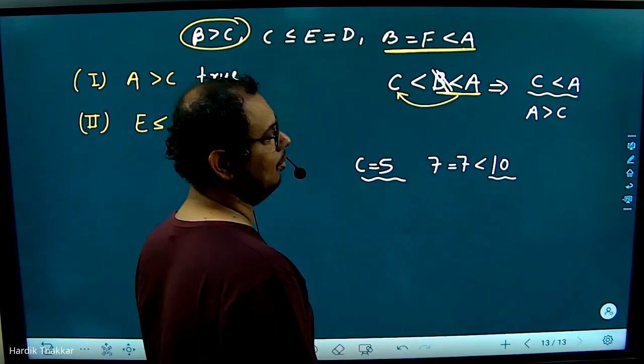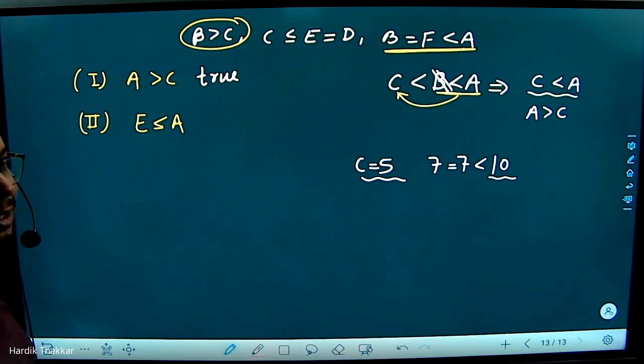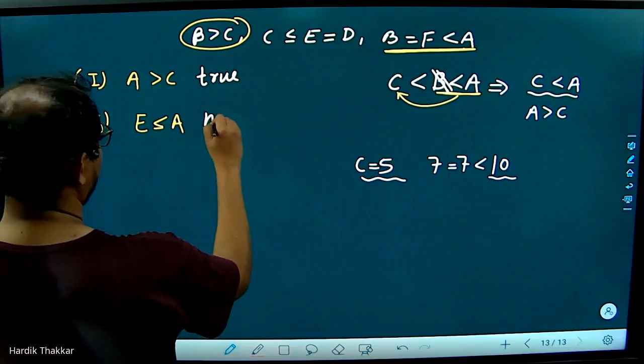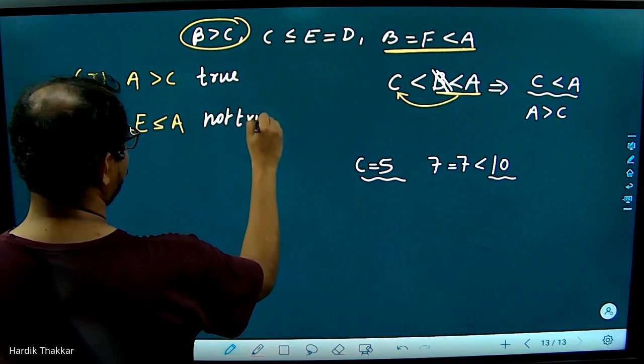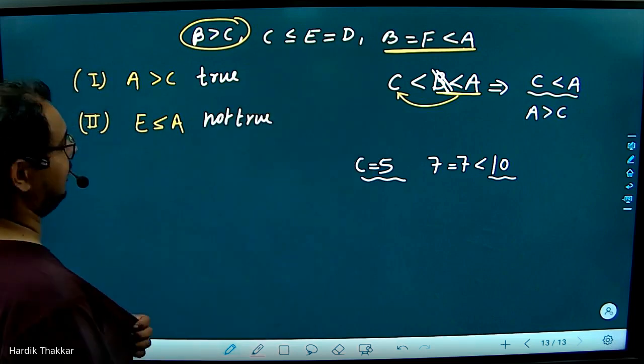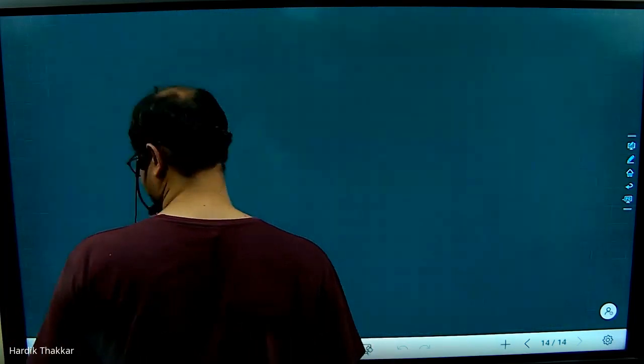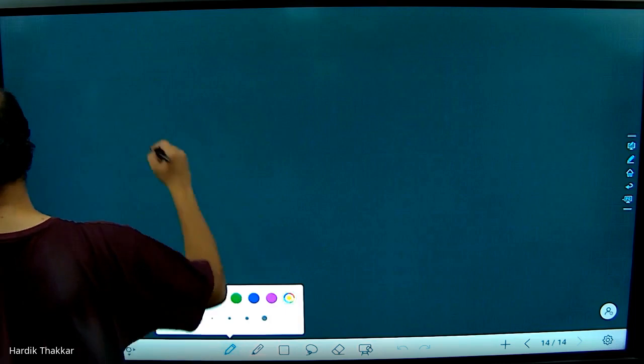Is it clear? So the second part is not true because there is no relation between E and A. That's why. Now let's move to the next part, the fourth part.